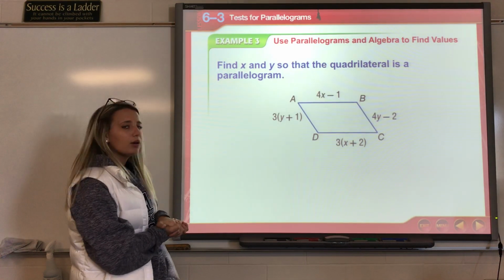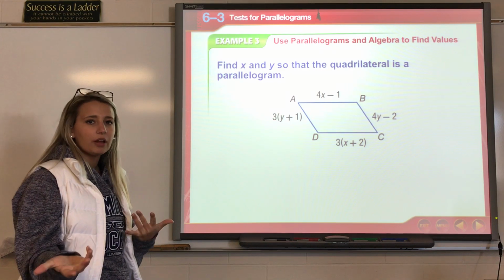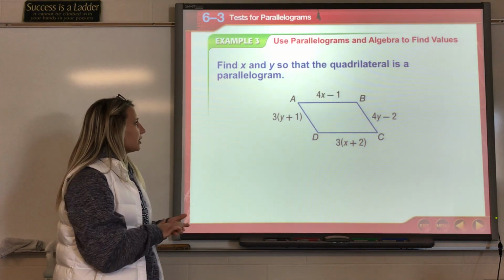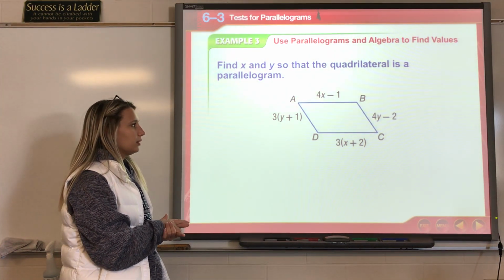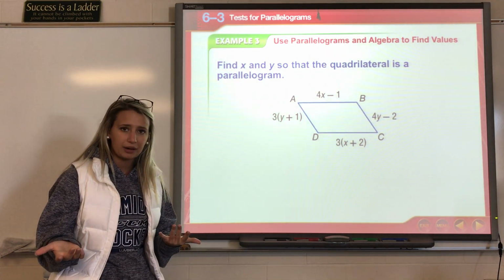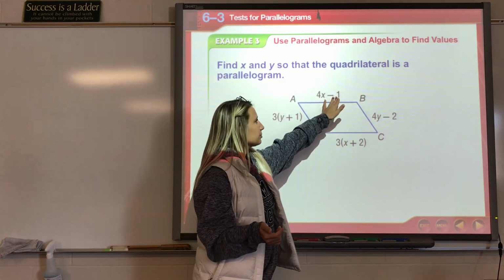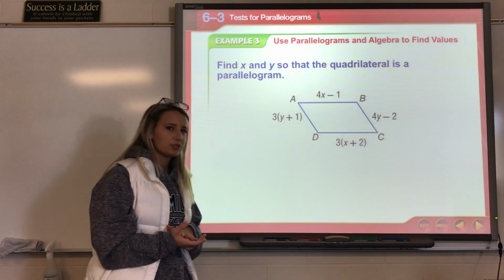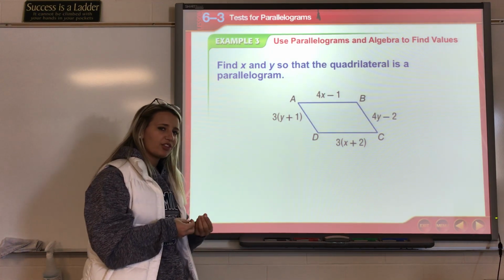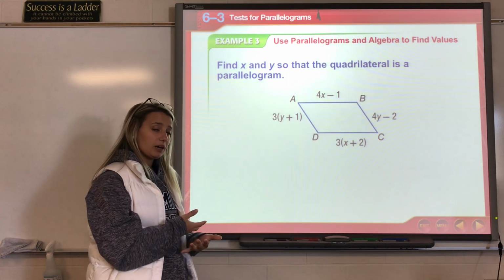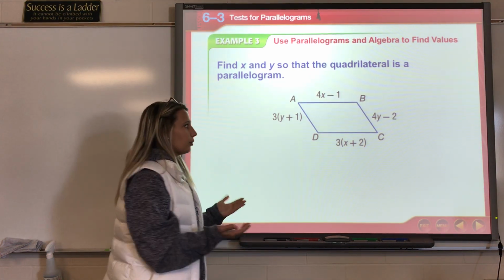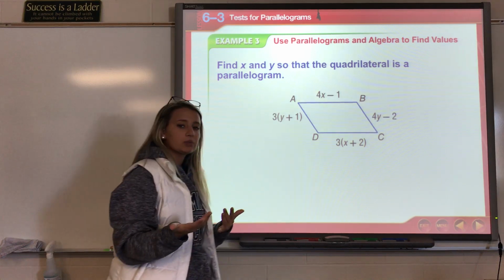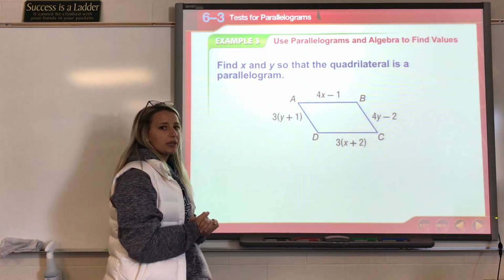Okay, so now a little bit of algebra. We're applying the knowledge that we know using these properties. So we have to find x and y so that the quadrilateral is a parallelogram. Well, if it was a parallelogram, this 4x minus 1 would be equal to this 3 times the quantity of x plus 2. So we could do some stuff with that to find a value of x to make it a parallelogram. And then also with the other sides, this 4y minus 2 and this 3 times y plus 1, those two should be congruent as well.